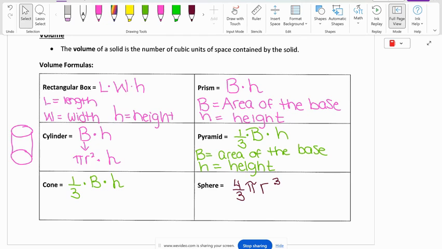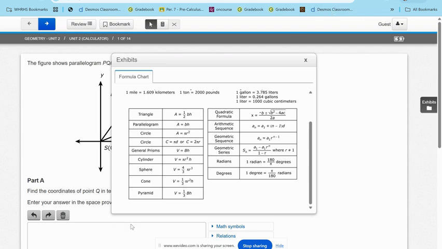And just to show you, you do not have to have these memorized. For the NJSLA, they are all here. Look, prism, area of the base times the height. The cylinder, it's the same as the prism. They're just putting the area of the base formula in. The sphere is 4/3 pi r cubed. The cone is 1/3 pi r squared h.